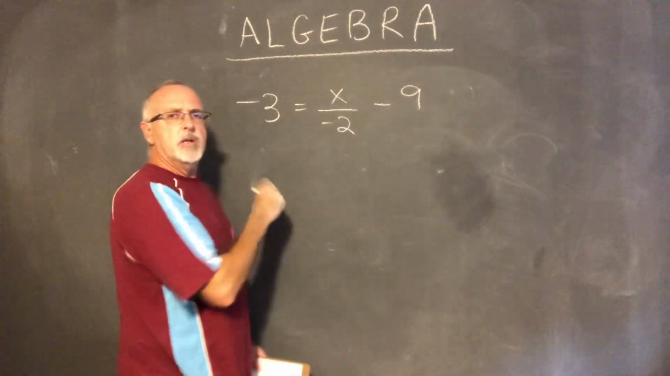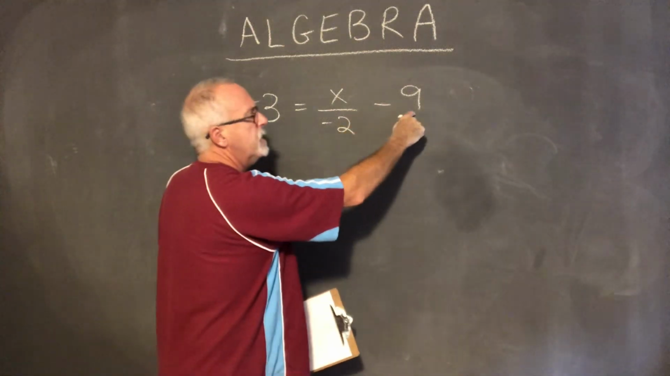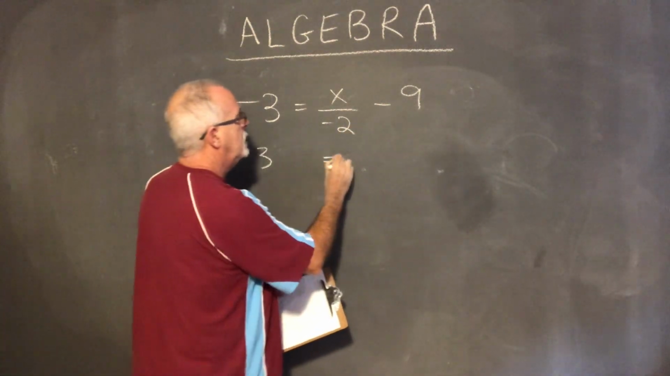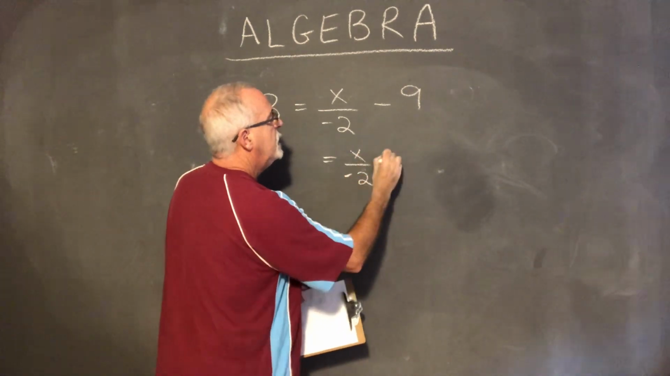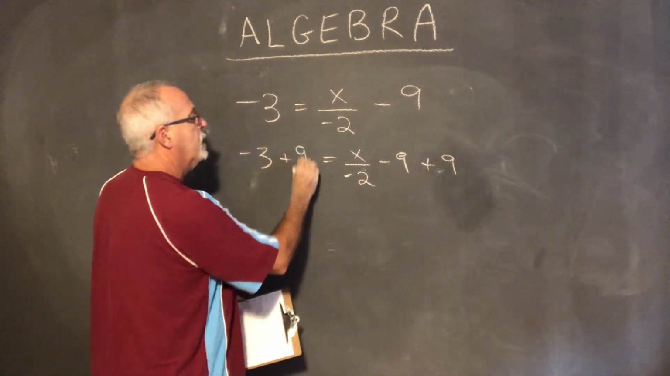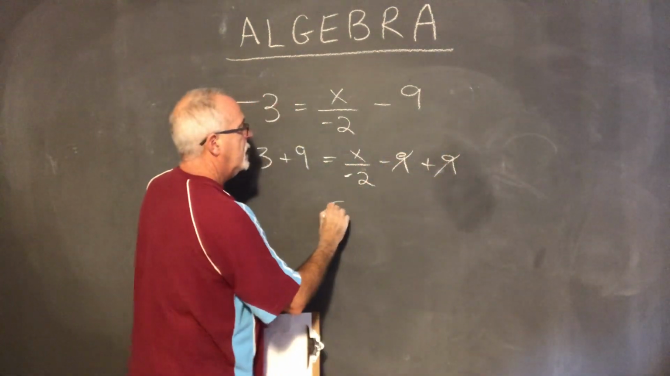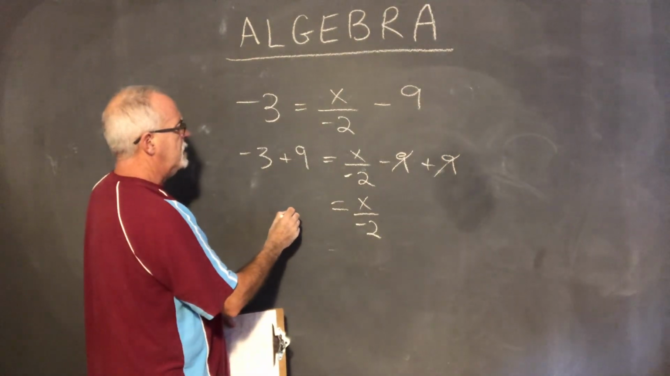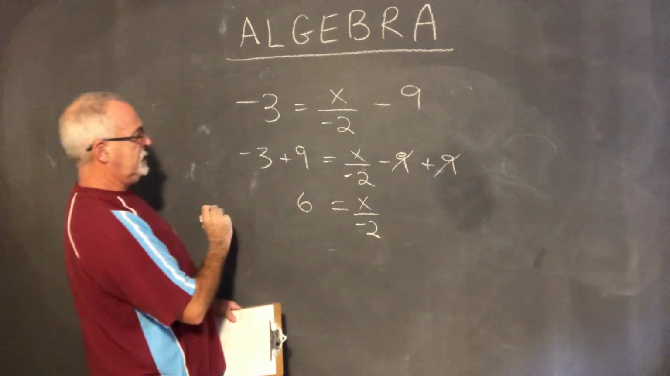Okay, but all I care about is what my first step is. I want to get rid of the minus 9. I'm doing the opposite. I'm going to add a 9 to both sides. If I'm subtracting a 9 here, I am subtracting a 9 there. These cancel. I have x over negative 2. Negative 3 plus 9 is positive 6.